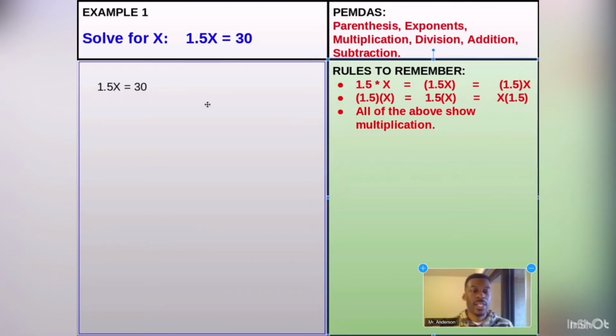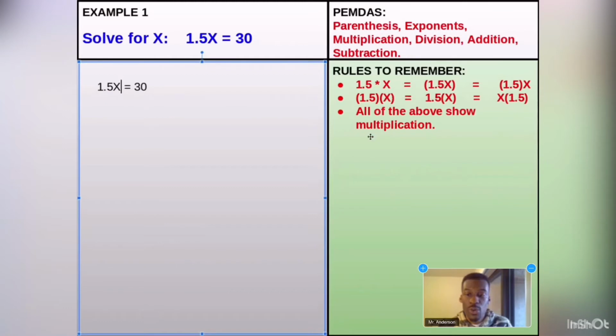So let's go back to our problem. Now we asked ourselves, do we see parentheses? Do we see exponents? We didn't see those, but we do see multiplication. The multiplication is right here, 1.5x. So because we see multiplication, we're going to do division. If we were to see addition first, we would do subtraction.